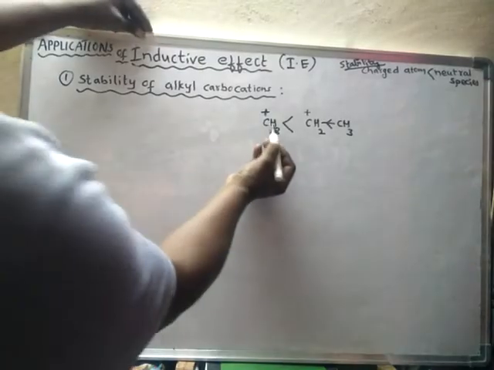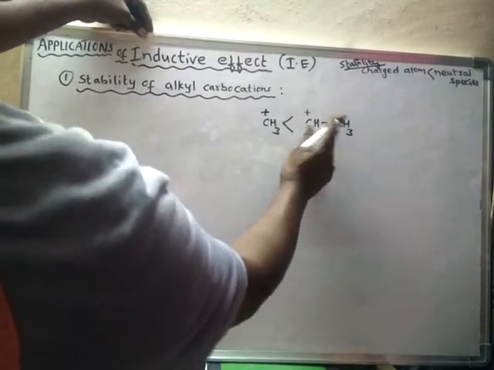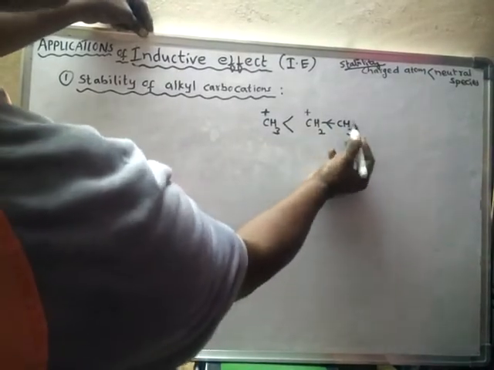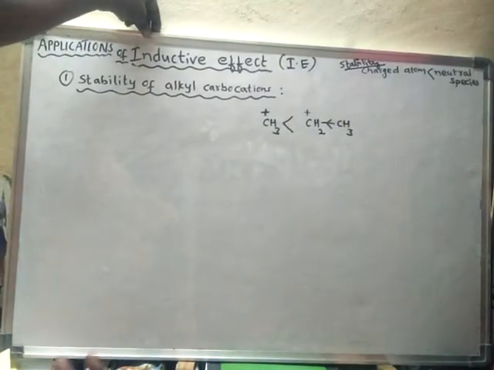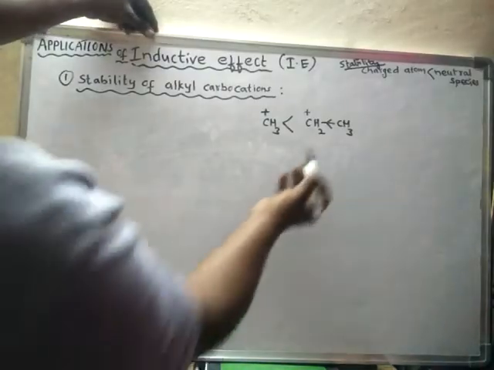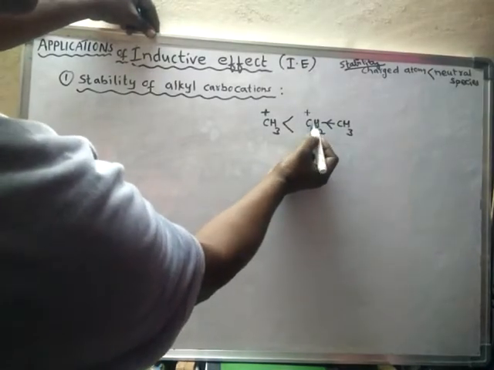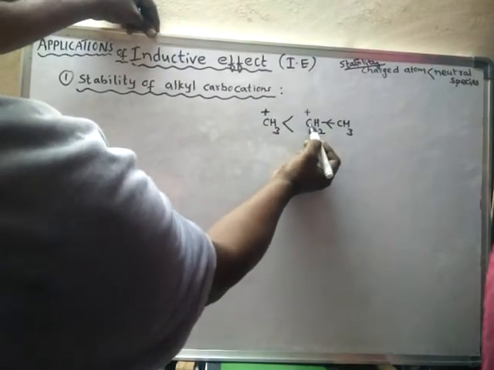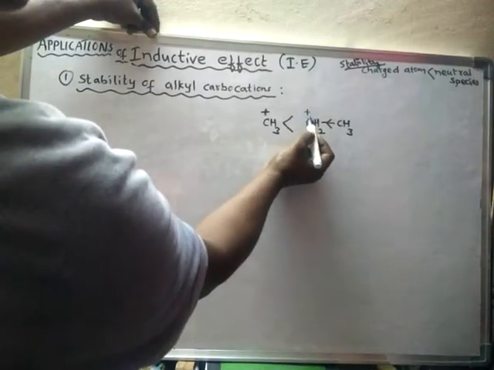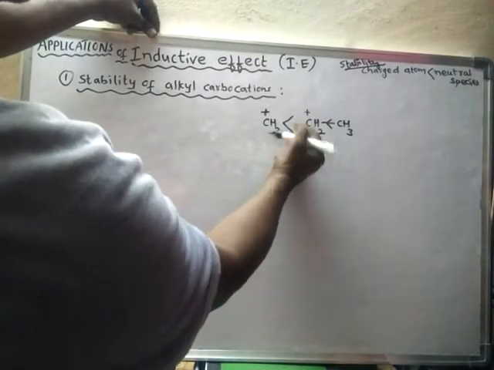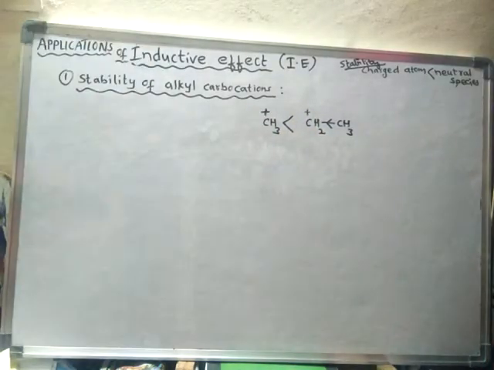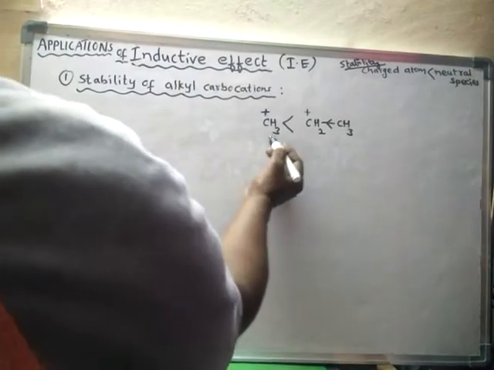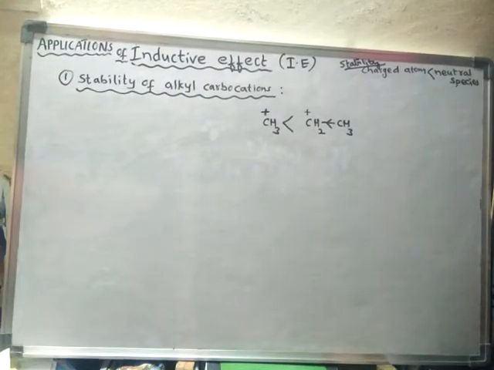But when one of the hydrogens is replaced by a methyl group, as the methyl group is an electron releasing group, it will release electrons to this carbon. So as a result, what happens? The positive charge will decrease. So that is why, when compared to this one, this is more stable.